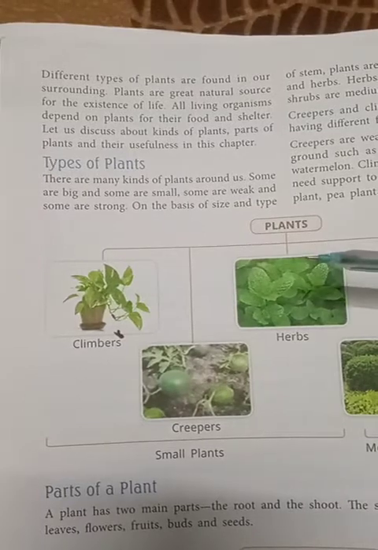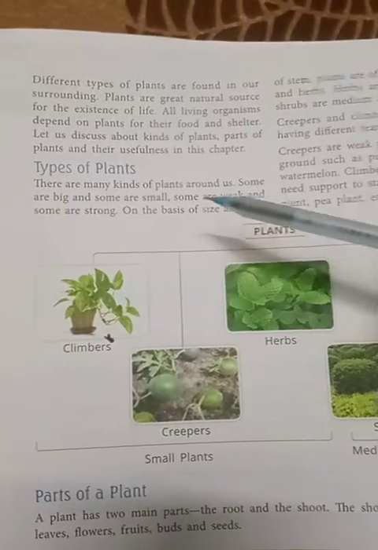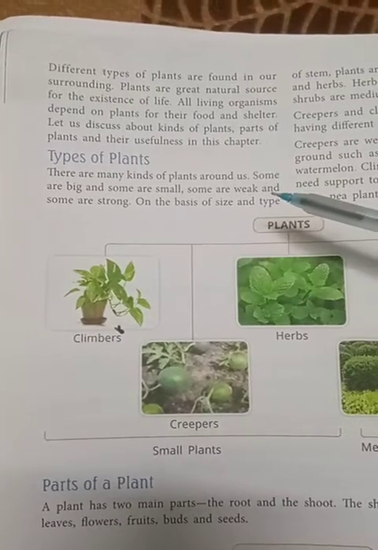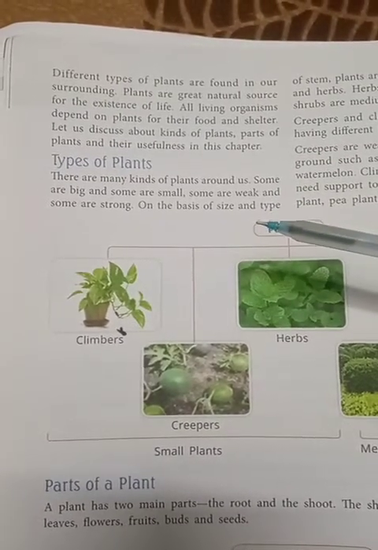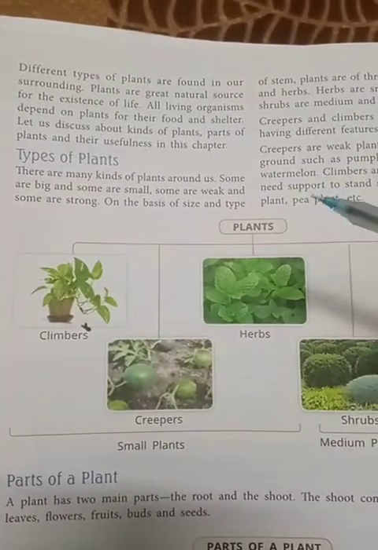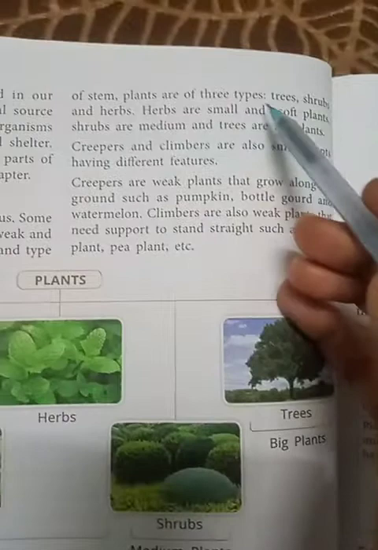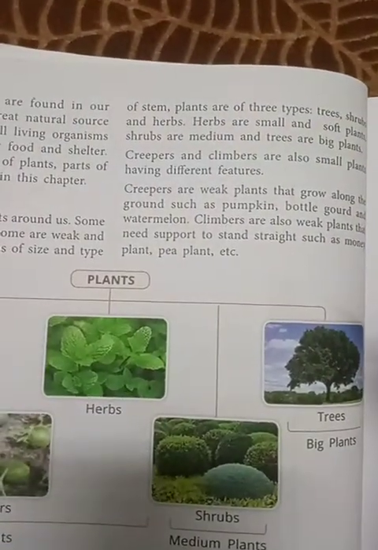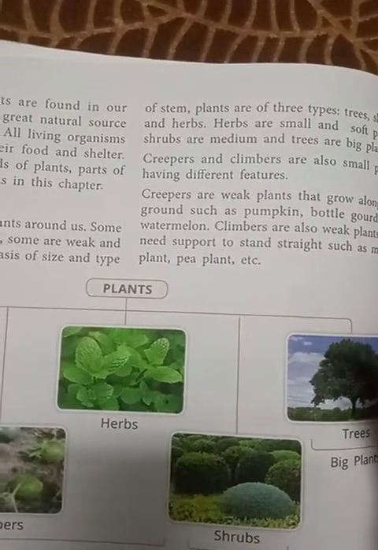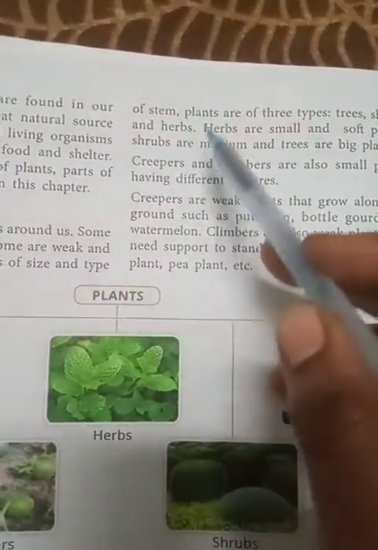In our surroundings there are different types of plants. आपने कभी ऐसा देखा है कभी सभी प्लांट्स एक ही हाइट्स के हैं, एक ही टाइप्स के हैं? No. There are many kinds of plants around us; some are big, some are small. Some are weak, some are strong. कुछ weak रहते, कुछ strong रहते. On the basis of size and type of the stem, plants are of three types. You know the parts of plants: root, stem, leaves, flowers, fruits.